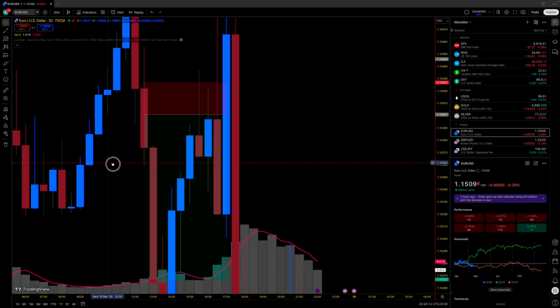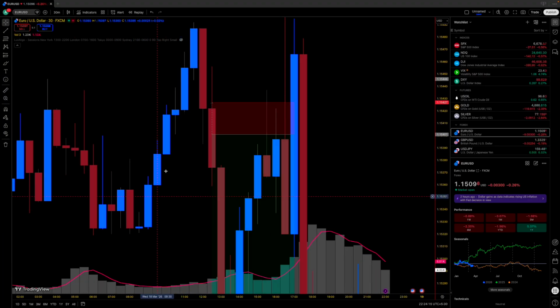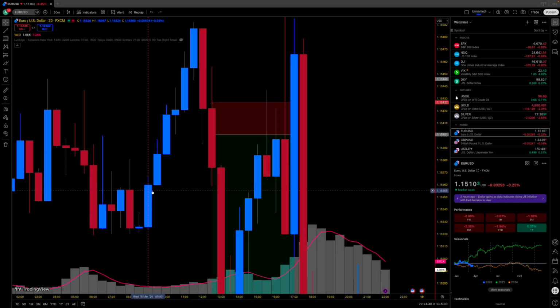If we see this range over here, in which I'm marking the cursor, this is a clean range because we have no wicks in these candles. It means something: there are no lower wicks on these candles, but there are upper wicks. So what does it mean?